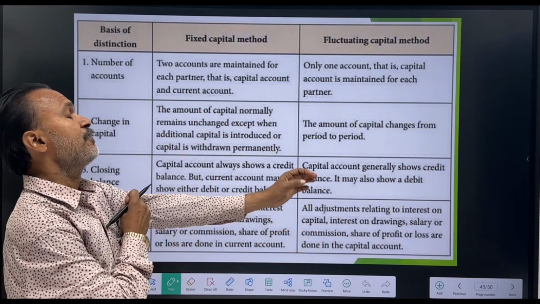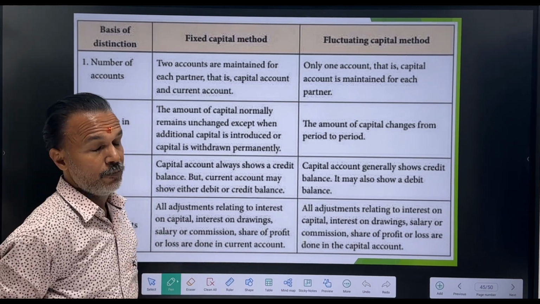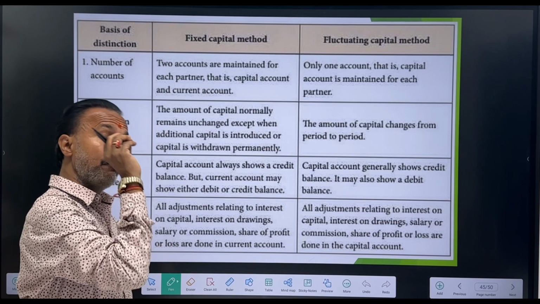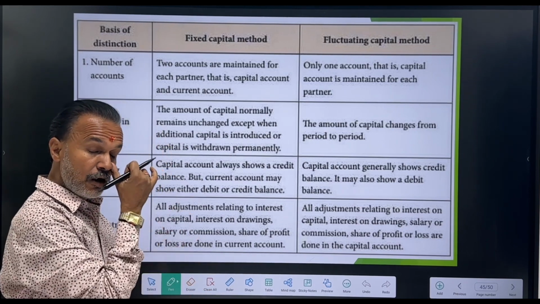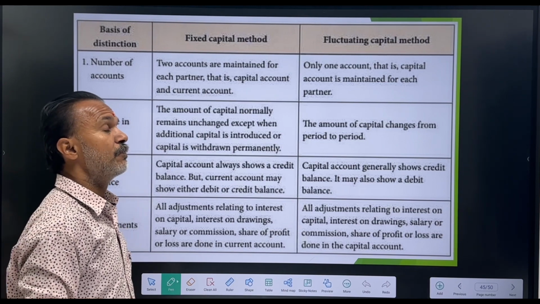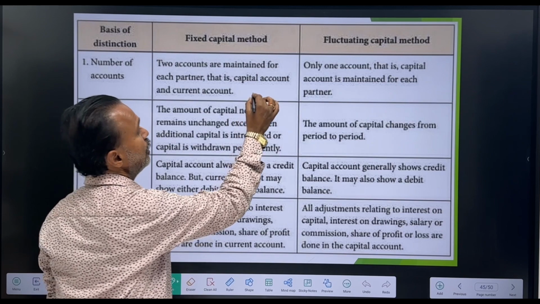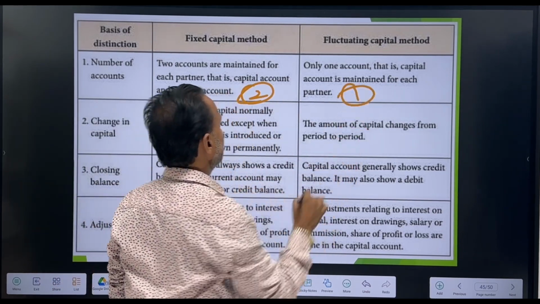Next, the difference between fixed capital account and fluctuating capital account. First, number of accounts. In the case of fixed capital account, we prepare two accounts. First is called capital account and second one is called current account. But in the case of fluctuating capital account, we prepare only one account.